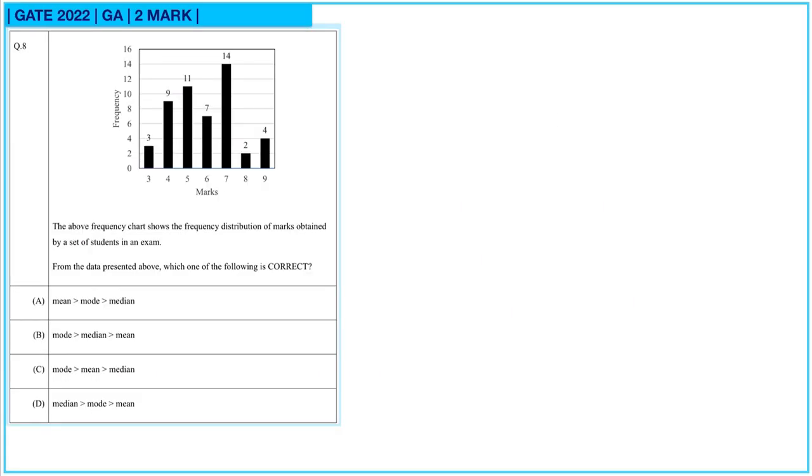Then question number 8. The above frequency chart shows the frequency distribution of marks obtained by a set of students in an exam. From the data presented above, which of the following is correct? So for this we have to calculate mean, median and mode. So we can calculate mean. So total numbers, and into this we have to calculate actually.